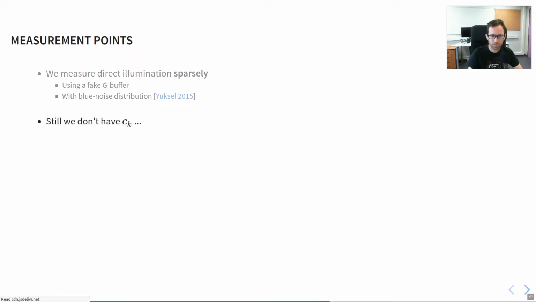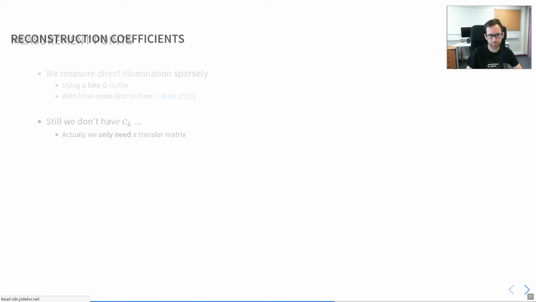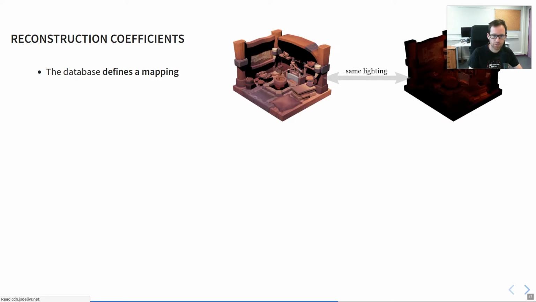However, we are still left with the task of computing the coefficient for a given vector x with respect to the database. But we won't need an explicit way of computing them. We show in the paper that we only need a transfer matrix for that. Why so? Because the database produces a mapping between the direct illumination and the indirect illumination. It does so by storing for each random light configuration both a direct and an indirect vector.